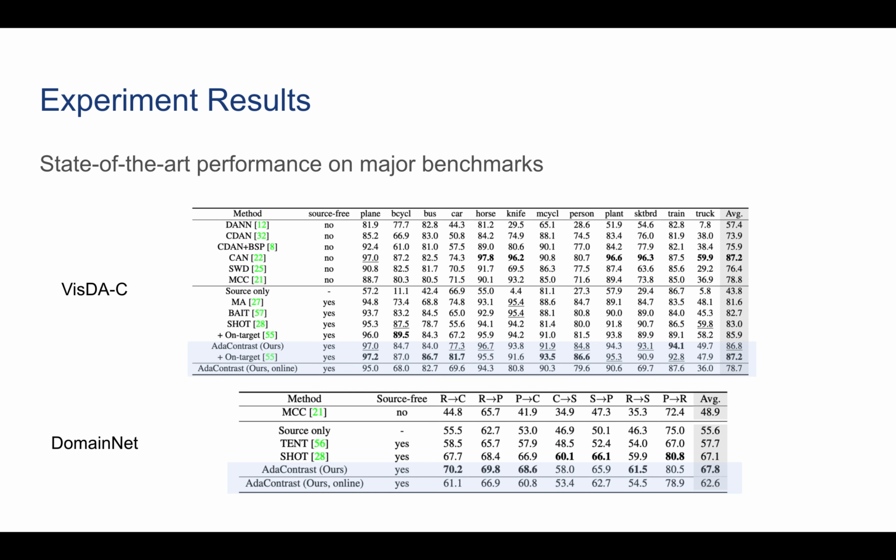As a result, our proposed AdaContrast achieves state-of-the-art performance on 2 major domain adaptation benchmarks, VisDA-C and DomainNet. We surpass the previous methods by a large margin. Apart from the state-of-the-art performance, AdaContrast also has a series of desirable properties for test time adaptation.